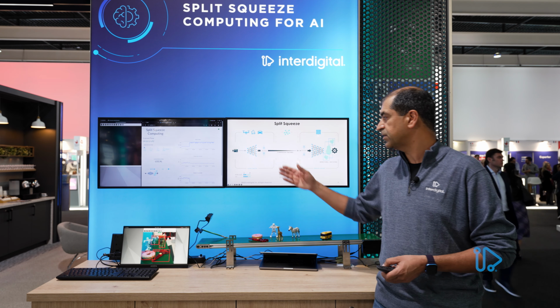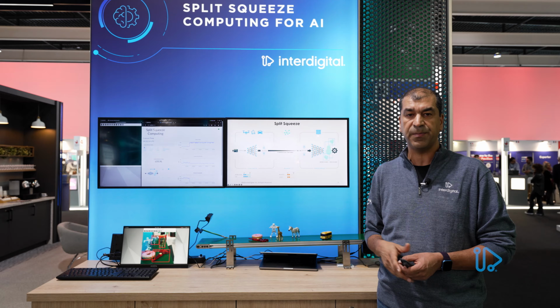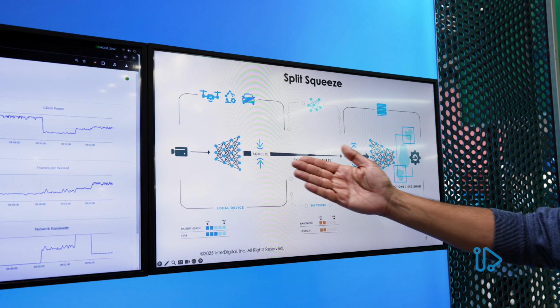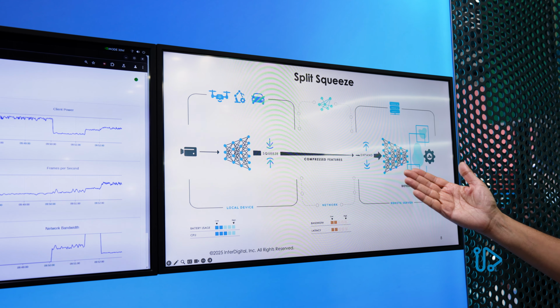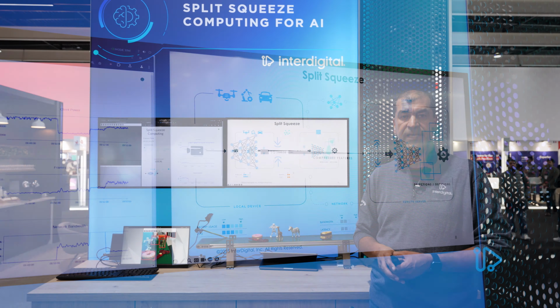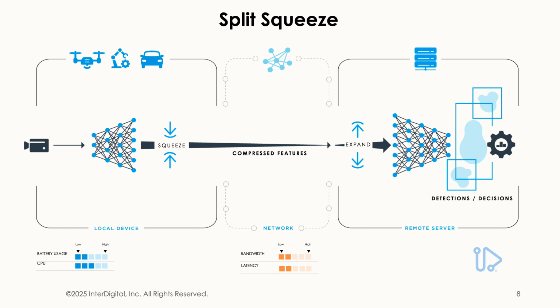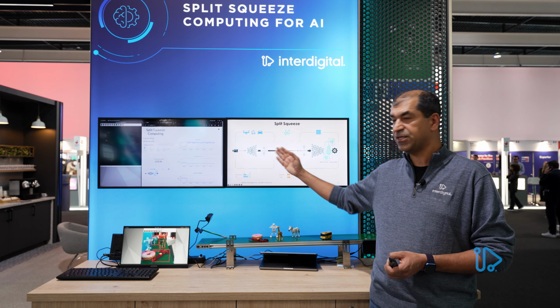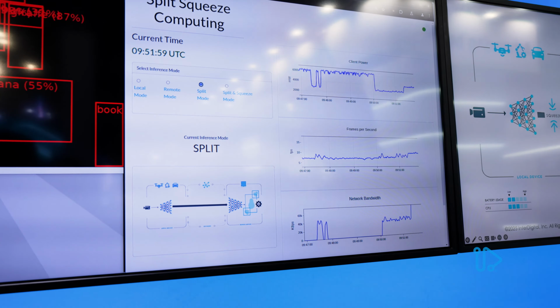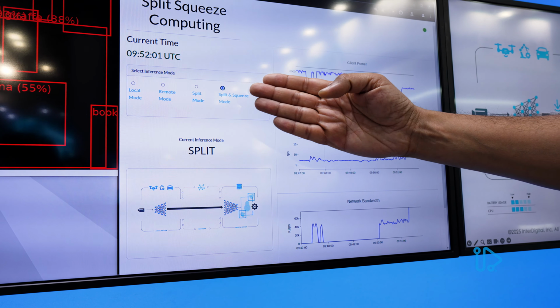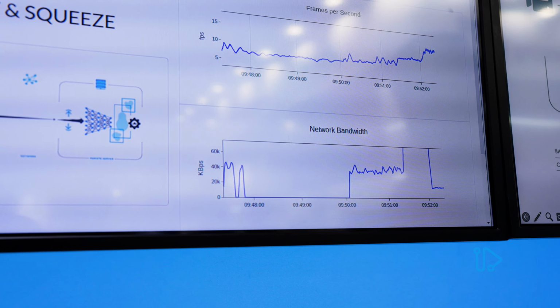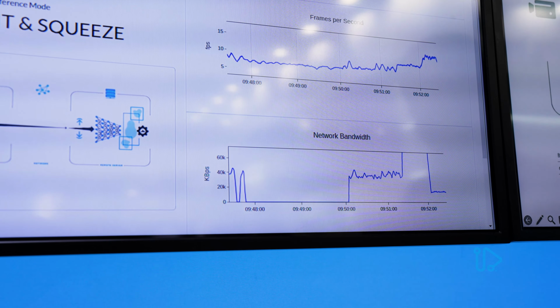The solution for that is to compress the features that are being sent from the local device to the remote server. Interdigital is one of the main contributors to the MPEG FCM that is trying to standardize how these features are compressed. We are using that technology here to reduce the bandwidth, and this can be done very efficiently, and your bandwidth can be much lower than what you had when you're sending the compressed video.